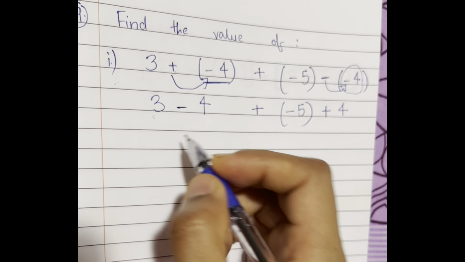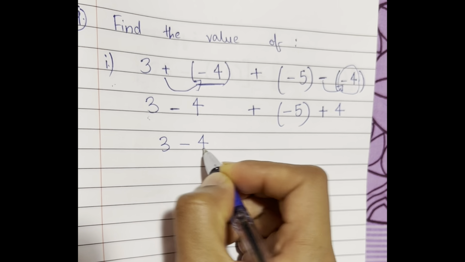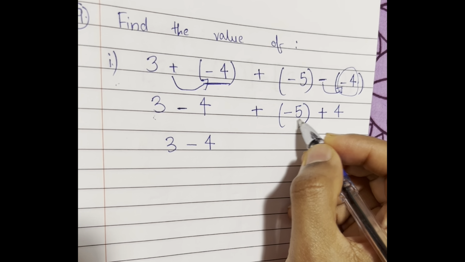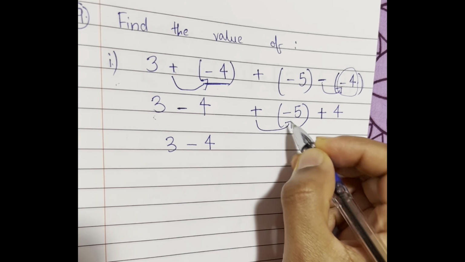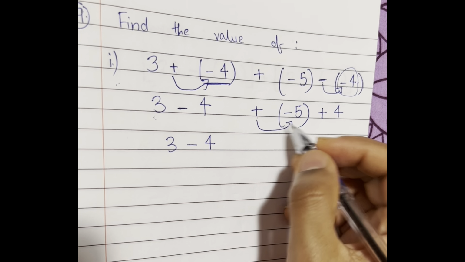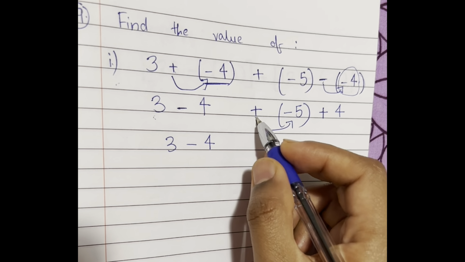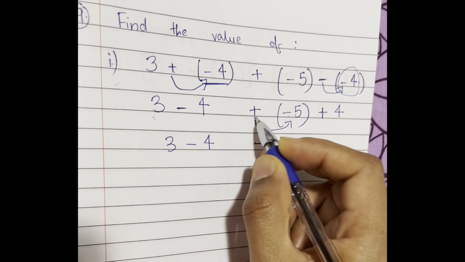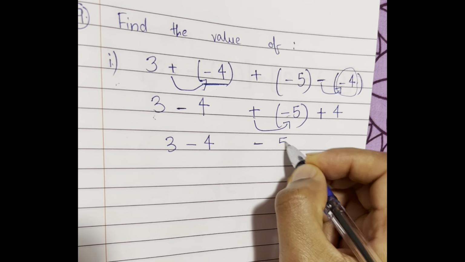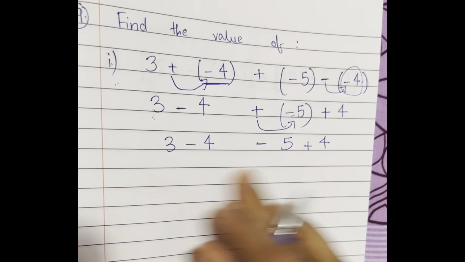Again 3 minus 4 I'm writing it again. Plus minus 5. So I'm taking this plus inside the bracket of minus 5 and removing the bracket of minus 5. So plus minus becomes minus. Plus minus is minus. So this 5 as such. Now plus 4. So all the brackets are removed.